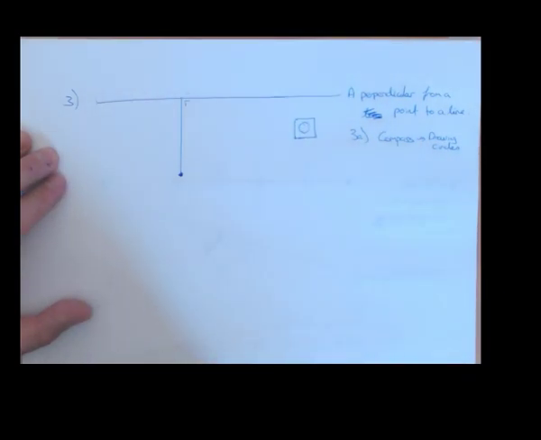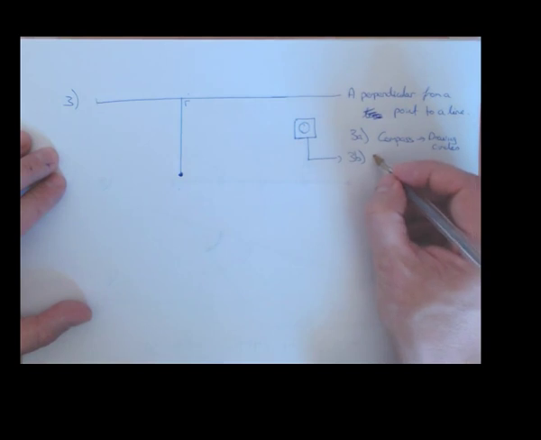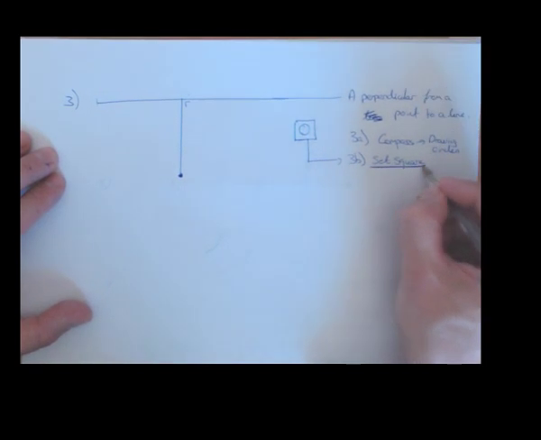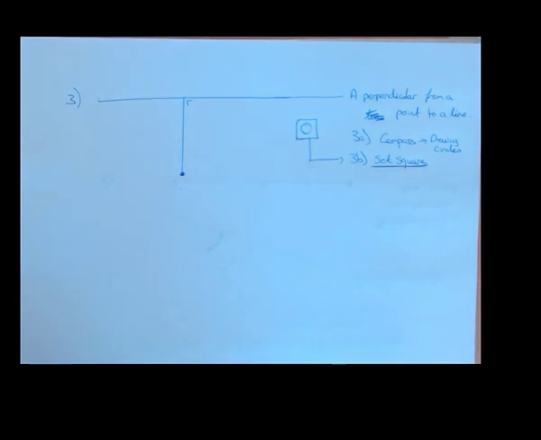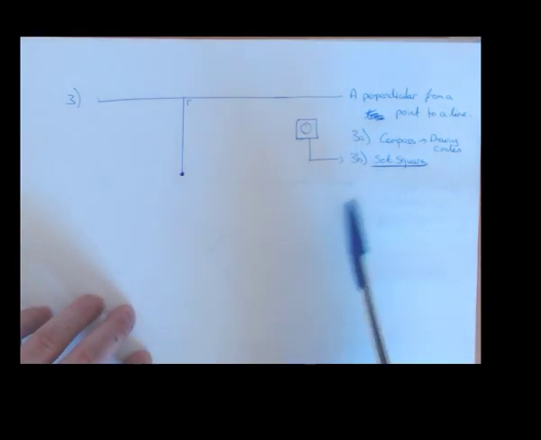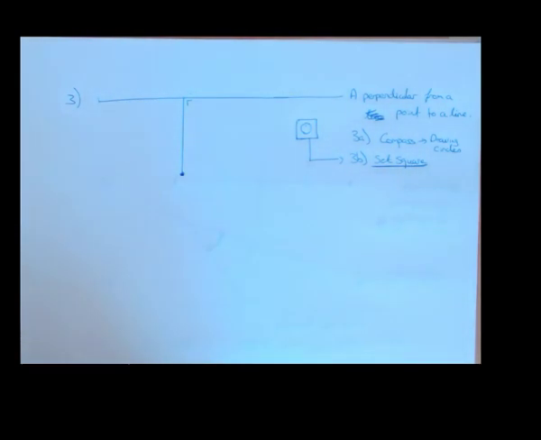Hence the circle. Another 3B is using a set square. We're using the word square to remember set square. Okay, so when you're remembering your bird on a wire dropping through a target, what we're thinking of is a perpendicular from a point to a line. The target helps us to remember that we're using a compass and a set square.